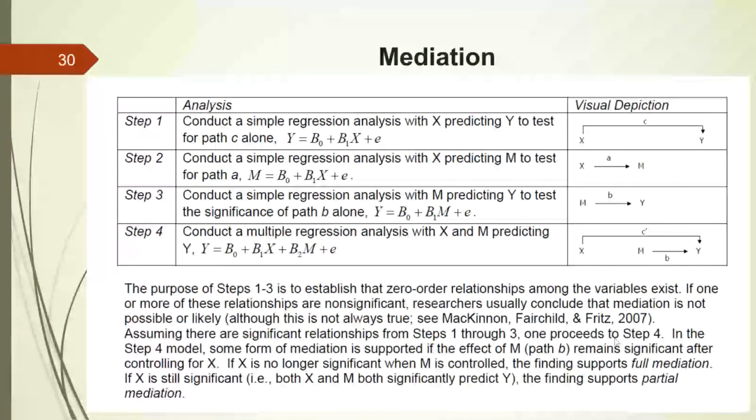And in step 4, some form of mediation is supported if the effect of M, path B, remains significant after controlling for X. That means it is partial mediation. If X is no longer significant when you put X and M together, then you conclude that it is a full mediation, right? If X is still significant and M is significant, that supports partial mediation. That's the one I recommend for simple dissertations where they want to use mediation, providing they don't have a lot of independent variables.